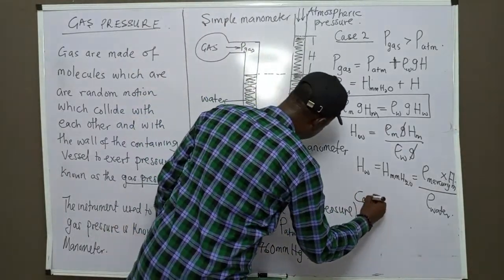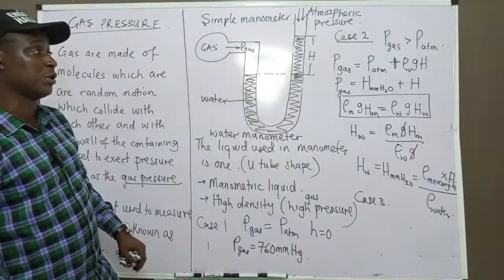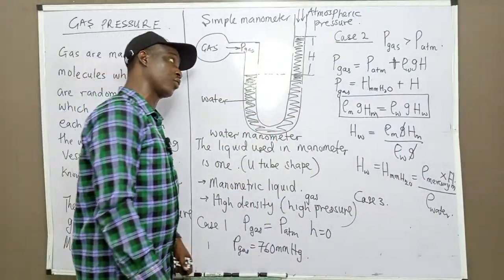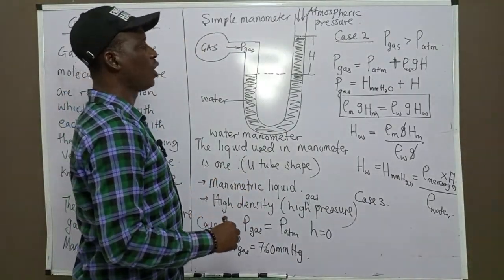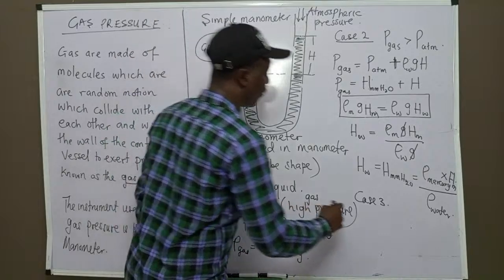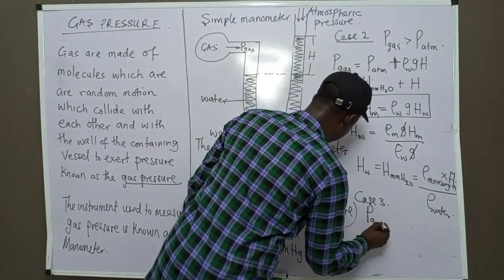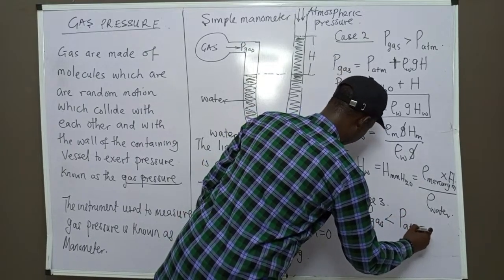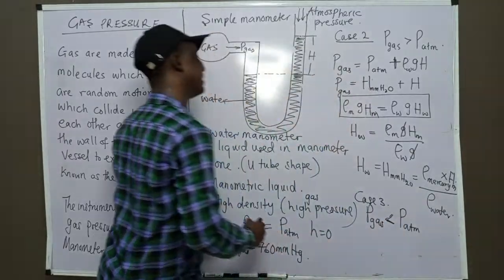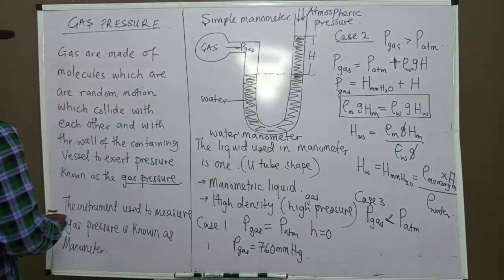Let's look at case 3, which is the last case I'm going to look at tonight, and we'll look at one question because time does not permit us to do more. I think I've tried for the simple manometer. What we're going to look at now is the case where the gas pressure is lesser than the atmospheric pressure. What will happen whenever the gas pressure is lesser than the atmospheric pressure?